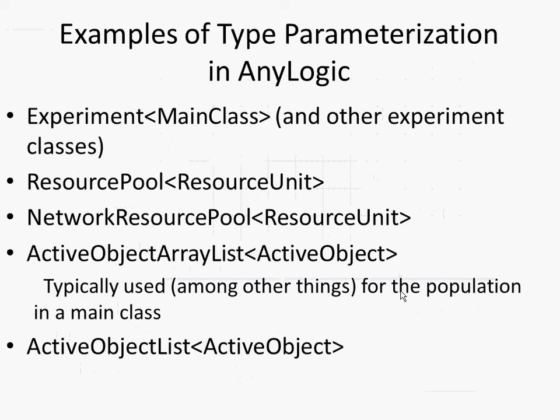A resource pool, you'll see this, of resource unit, a network resource pool. This is so they can move around in space. Active object array list, you'll sometimes see this, and active object list. So yeah, these things occur.